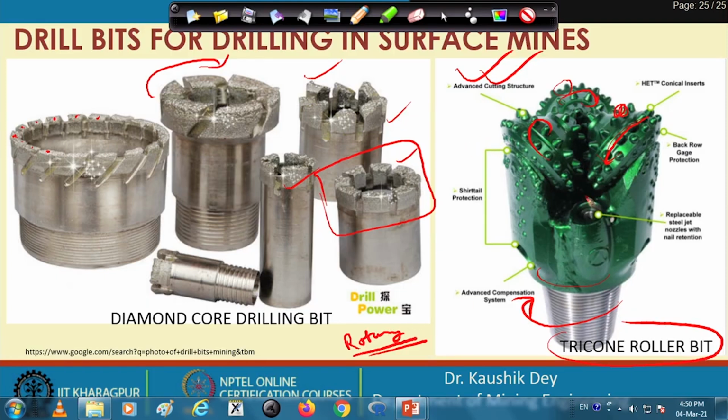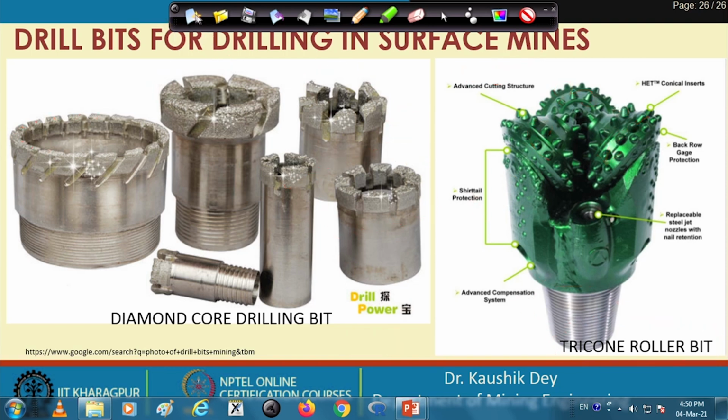So, this is a very common drilling machine. In fact, in most of the cases where the rotary machine is used, especially for abrasive rock, you will find the tricone roller bit is a very common bit used for abrasive material like sandstone, shale etc. In those cases, the tricone roller bit is used for rotary drill machine.